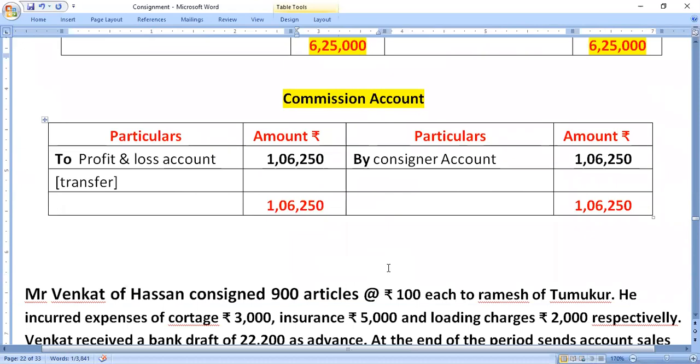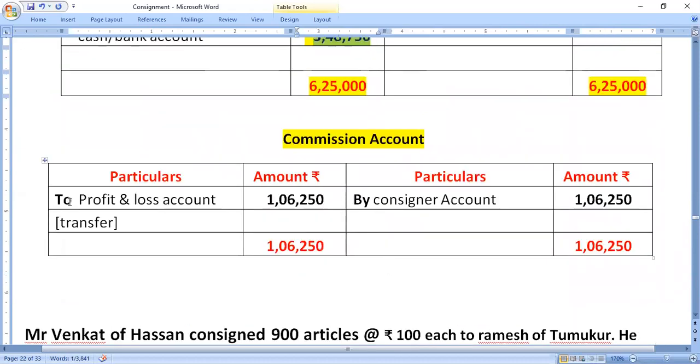After that, we have one more account, that is commission. To consignor account 1,06,250, then for closing to profit and loss account 1,06,250. Of course, it tallies at 1,06,250. So this is journal entries and ledger accounts. Don't be worried, because in the problem itself they are asking either for journal or for ledger. They are not asking for journal and both ledgers.